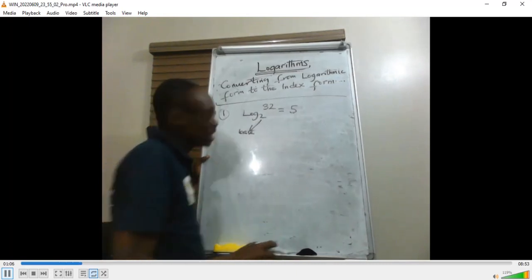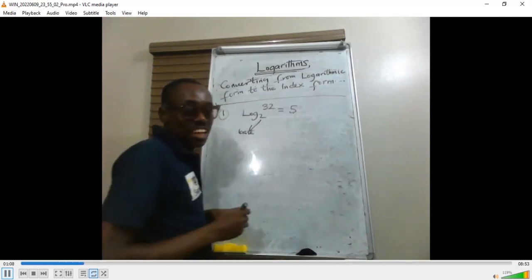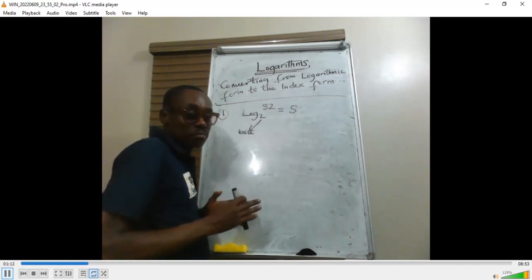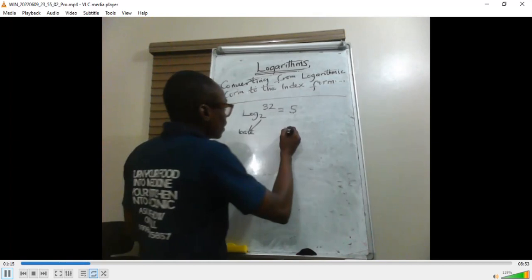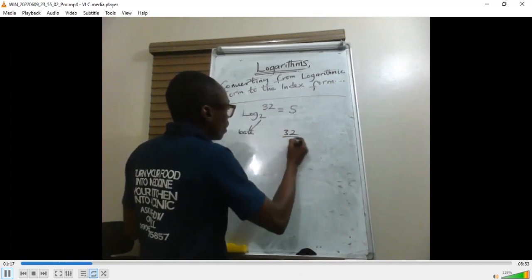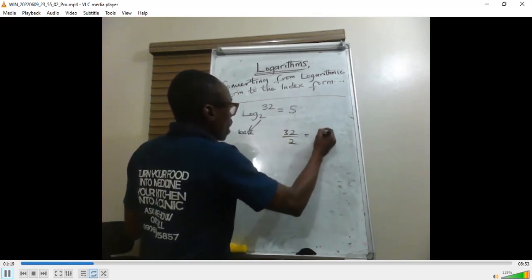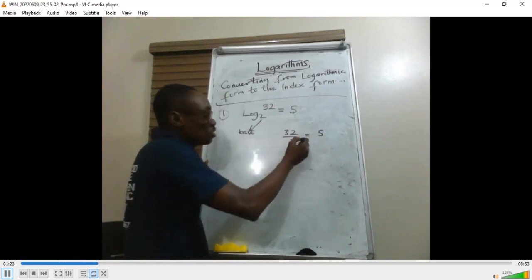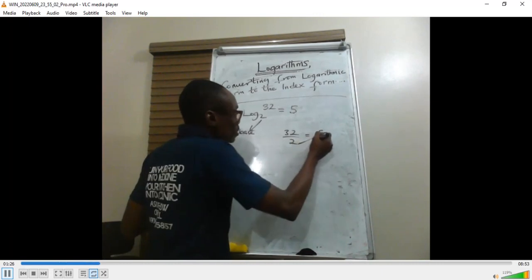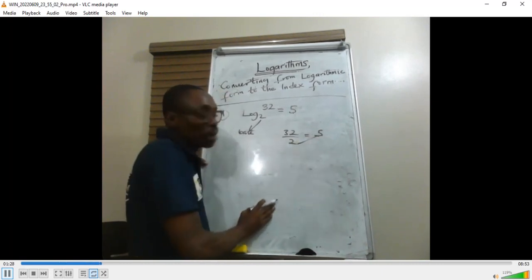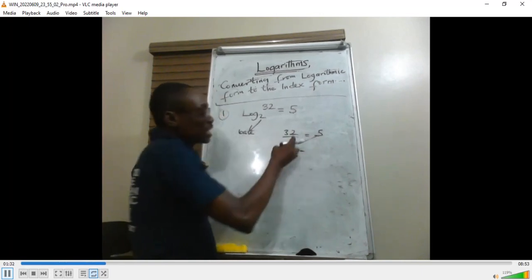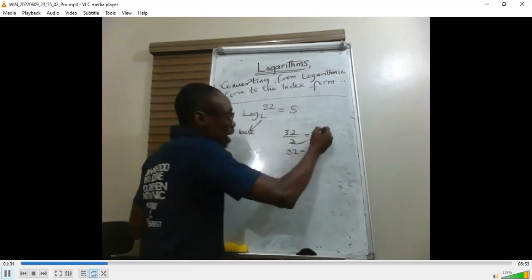At the end of the day, it's just like, I will not call it cross multiplying. When you have an equation, let's assume you have 32 over 2 equals 5, and you want to make 32 the answer, what are you going to do? You say, let's cross multiply. 2 will go here and multiply with 5, then 32 will be left alone. But in this case now, we'll assume that 2 will go here and carry the 5.